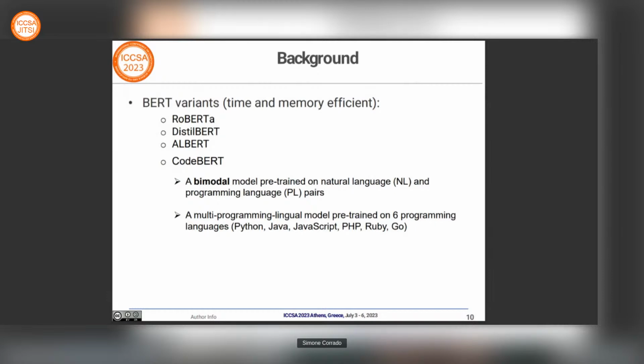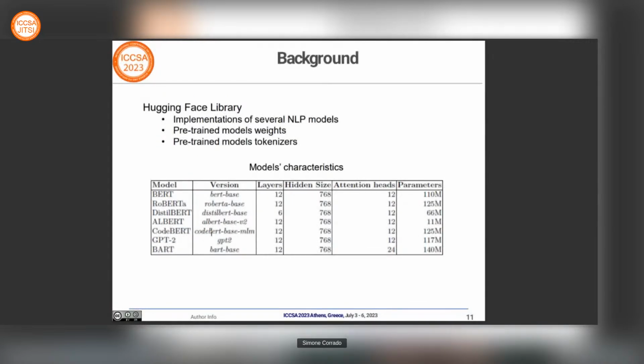And there is also a special case, which is CodeBERT. CodeBERT is a bimodal model that depends on pairs of natural language and programming language, and it actually has prior knowledge of 6 programming languages. For our implementation, we utilize the Hugging Face library, which is a great library that provides not only the architecture of several NLP models, but also their pre-trained weights and the model tokenizers.